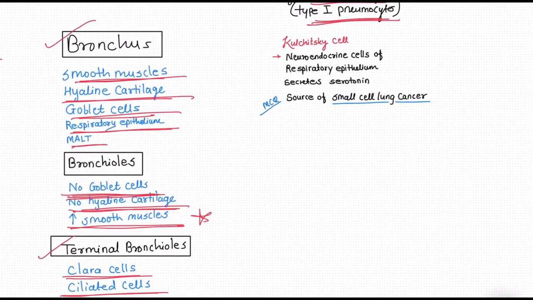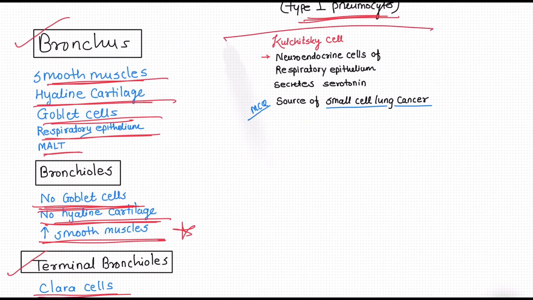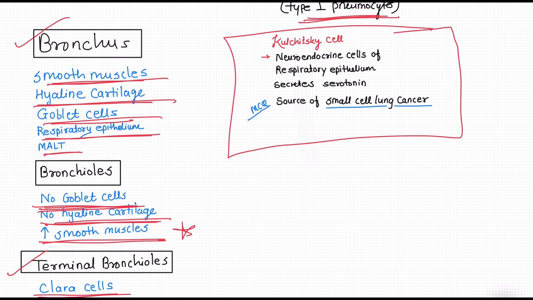Then come to what is the Kulchitsky cell. These are clinical points regarding MCQs. Kulchitsky cells are neuroendocrine cells of the respiratory epithelium and they secrete serotonin. They are the source of small cell lung cancer. So in small cell lung cancer, serotonin levels can be high because of these Kulchitsky cells which secrete it.